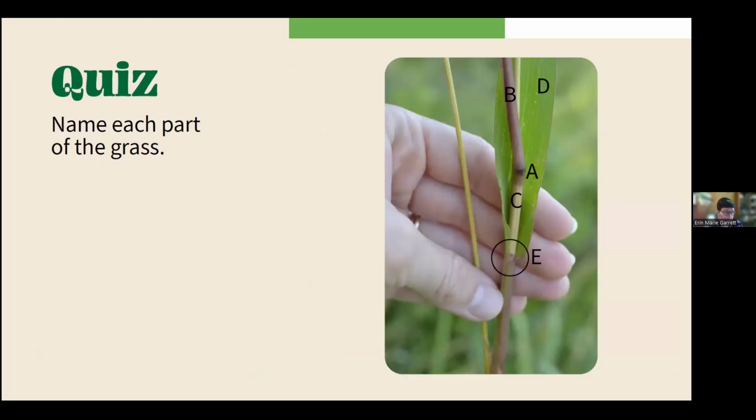Okay, let's take our first quiz. If you would like, put in the chat each part of the grass here: A, B, C, D, and E. E is referring to the whole spot that has the circle around it. A is referring to this part right here. I wanted you to be able to see it. So A is right here, and E is this whole section. Go ahead and drop those answers in the chat and we'll see how we do.